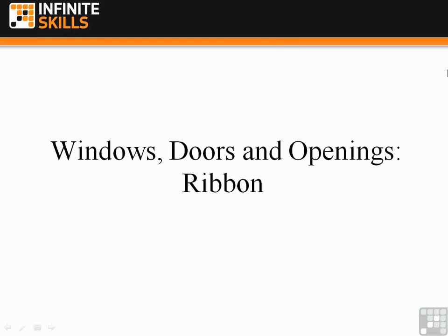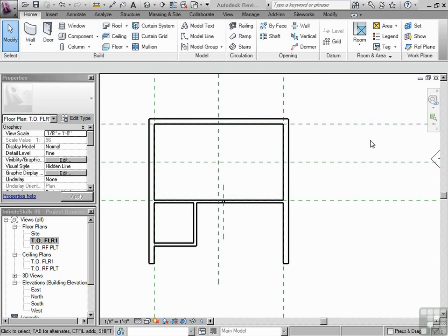Windows, doors, and openings. Ribbon. So here we are, we have our walls in, our post is in, and we're ready to start putting in some doors, windows, and openings. We're going to look at how this all relates to the ribbon as well.